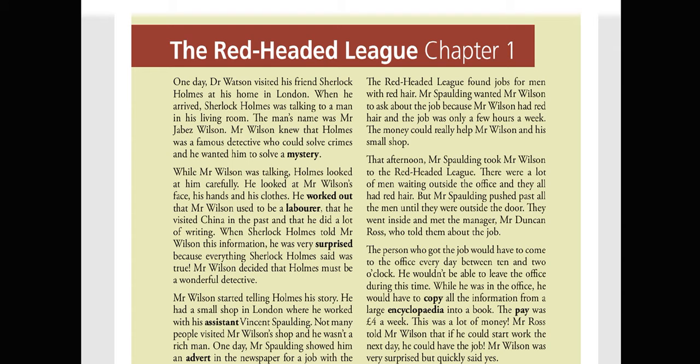Now after you have finished reading the whole chapter, let's summarize what happened. The first character we meet here is Dr. Watson, who visited his friend Sherlock Holmes in his house. At that time, Sherlock Holmes was talking with Mr. Wilson. So now we have Sherlock Holmes plus 2 guests who came to his house: his friend Dr. Watson, and Mr. Wilson. Don't mix them. Mr. Wilson, Dr. Watson.